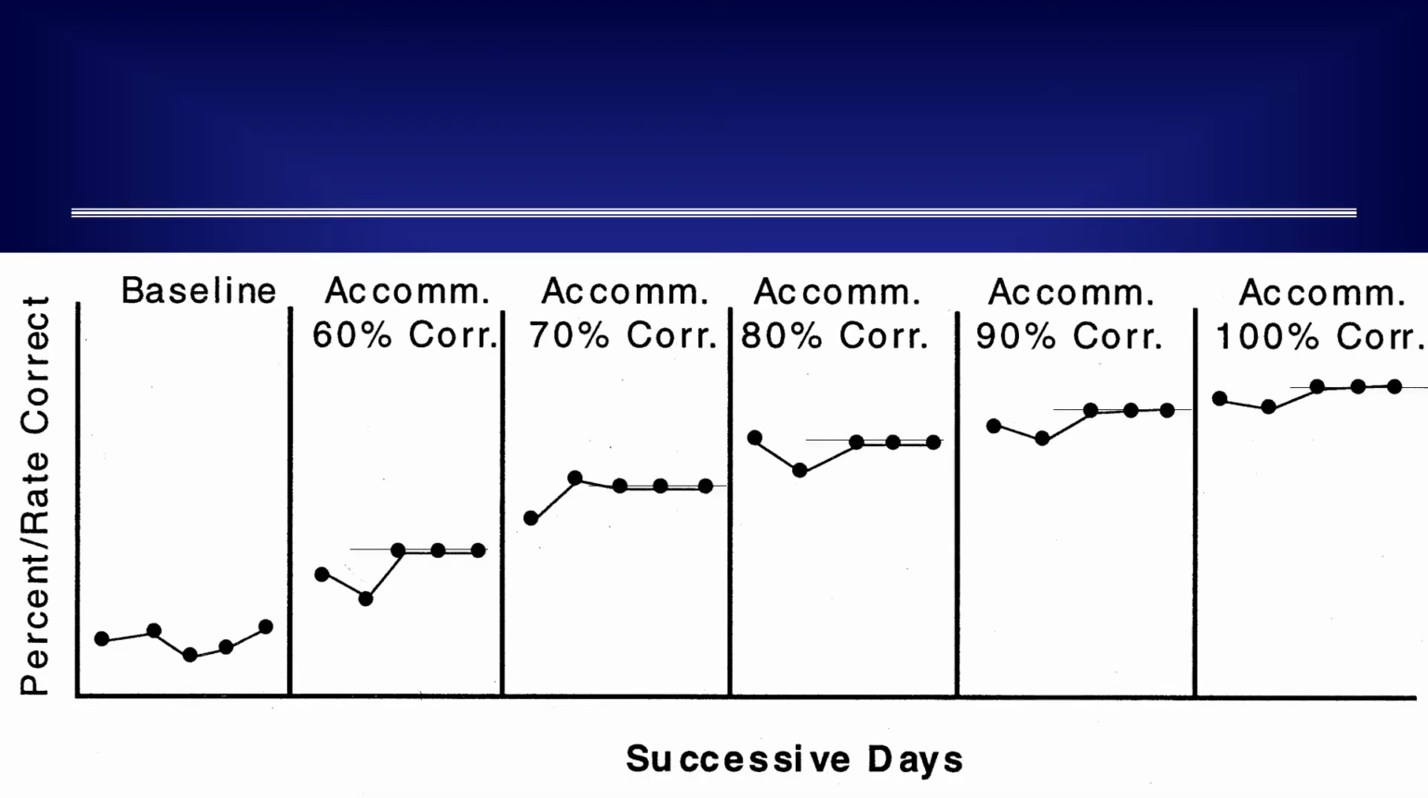Here's an example of a changing criterion design showing a pretty clear functional relation. Since we've waited for steady-state responding at each criterion level, we can see that behavior does not change in level or trend until that criterion is changed. Thus, we have multiple opportunities for prediction and replication.